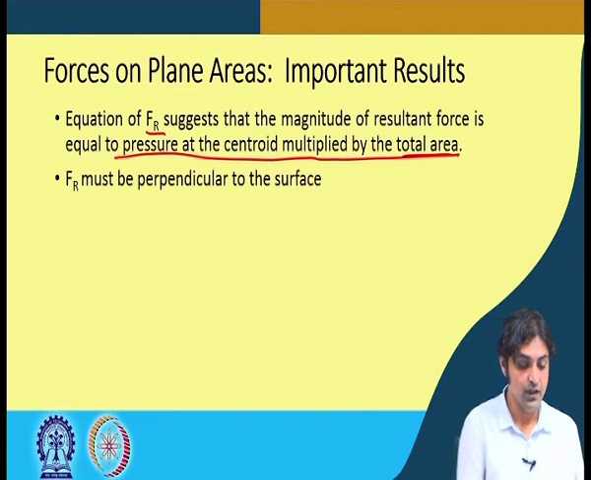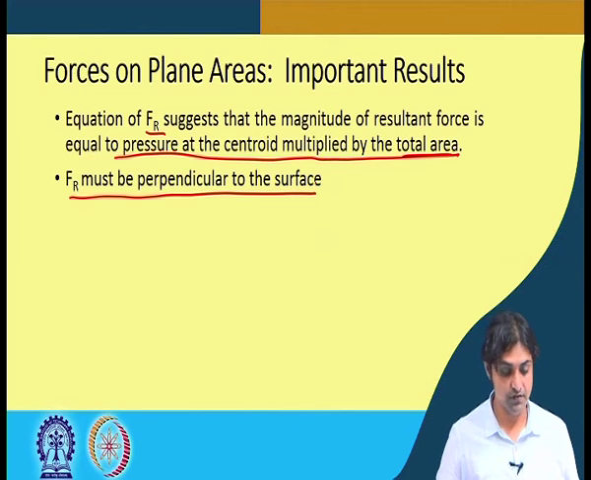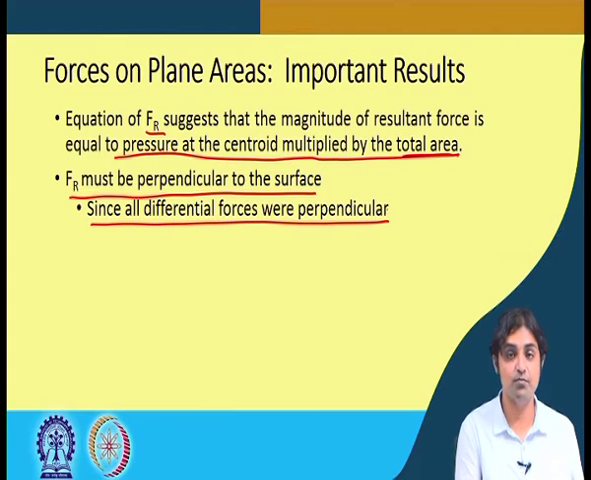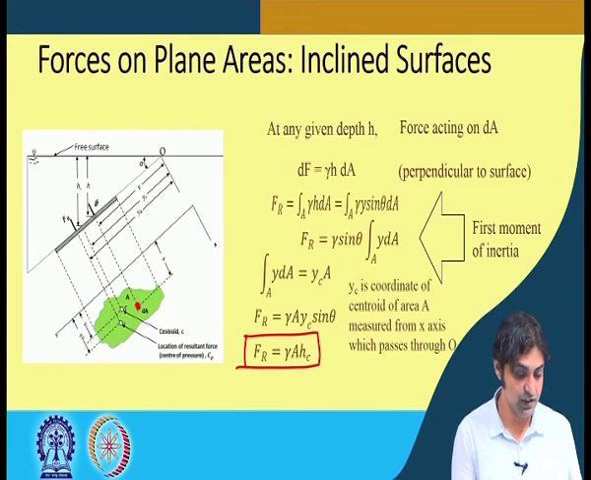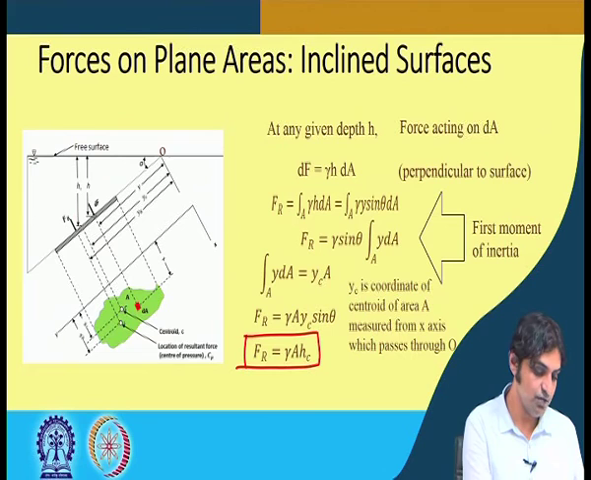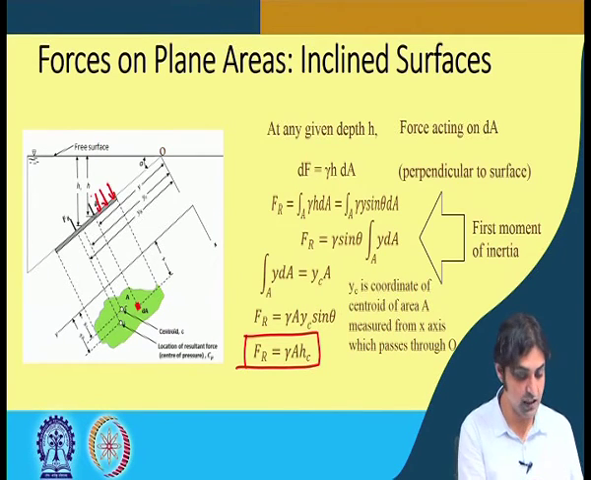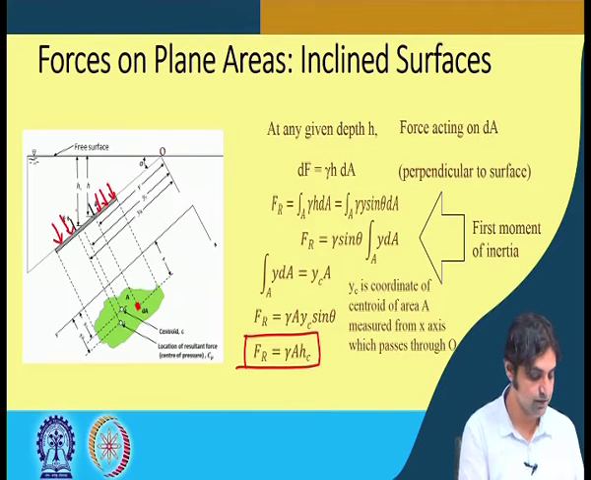FR also must be perpendicular to the surface, that is very important, and the reason is that all the differential forces that we have counted were perpendicular. If you see all the forces, these were all perpendicular. So this is, let us say, dF1, dF2, dF3. If you add this, the sum can change but not the direction, right.